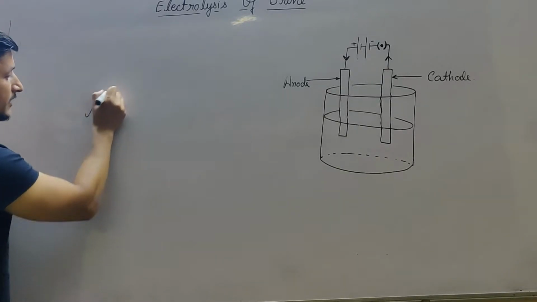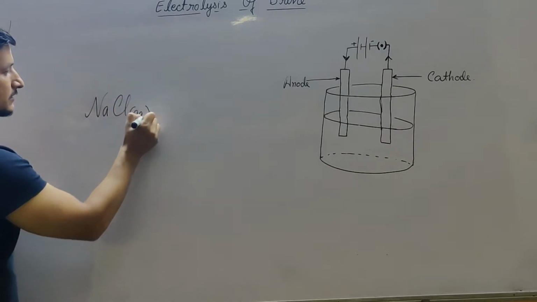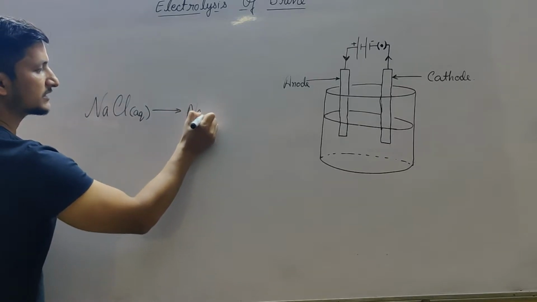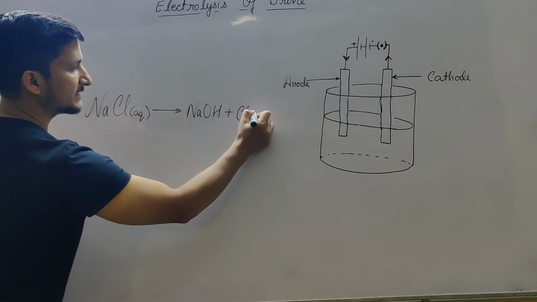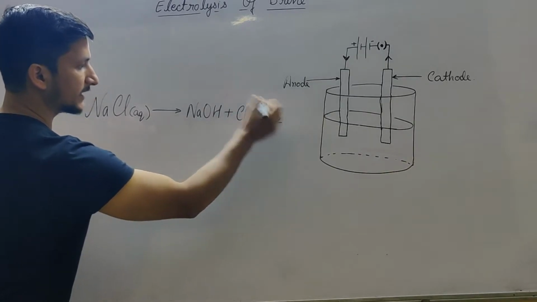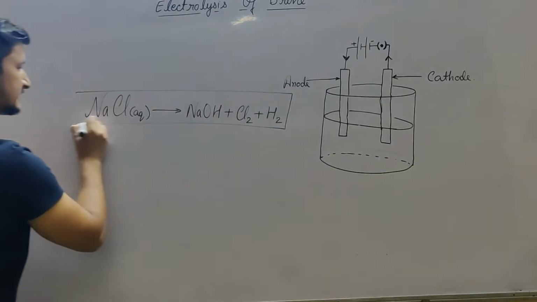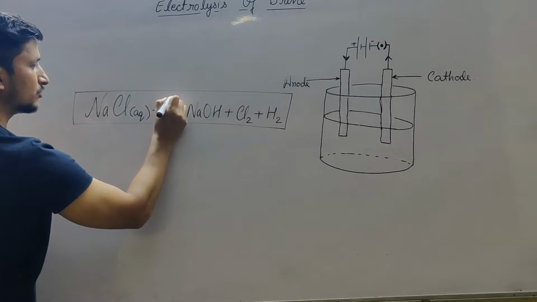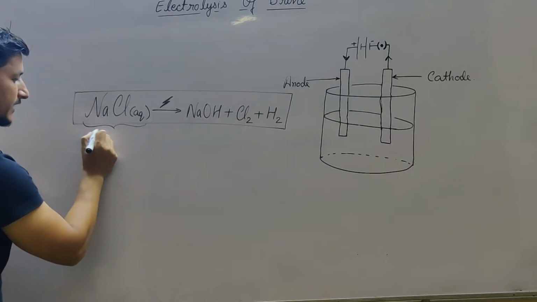When electricity is passed through brine, that is aqueous solution of NaCl, in this process sodium hydroxide, that is NaOH, along with it chlorine gas, and along with it hydrogen gas is produced. So this is the reaction that takes place when electricity is passed through aqueous solution of sodium chloride, which is also called brine.